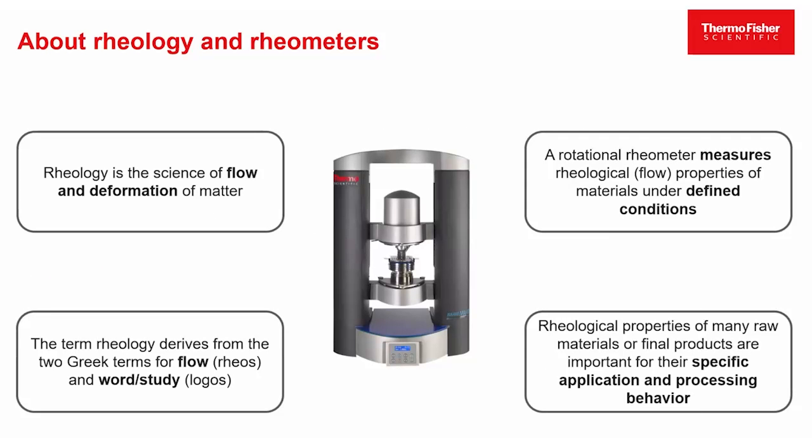The word rheology has its roots in the Greek language. It derives from the word rheos, which means flow, but also from the word logos, which means word or study. So basically, rheology is the science of flow, but also of deformation of matter. A rotational rheometer is used to measure flow properties under defined conditions, for example, defined temperature control. An example for such a rheometer you can see in the middle of the slide. This is the MAS 4060 platform as an actual example for a high-end rheometer.